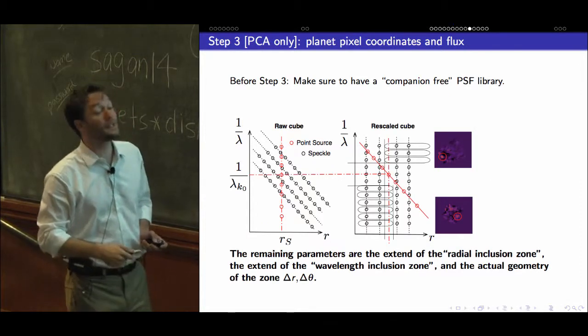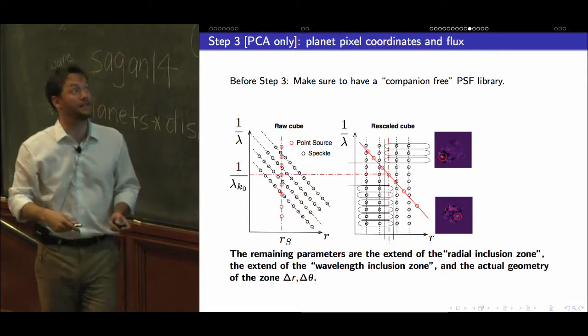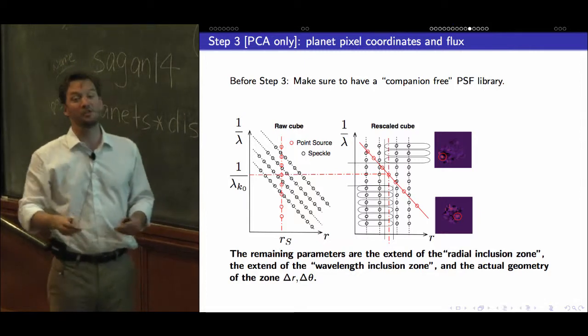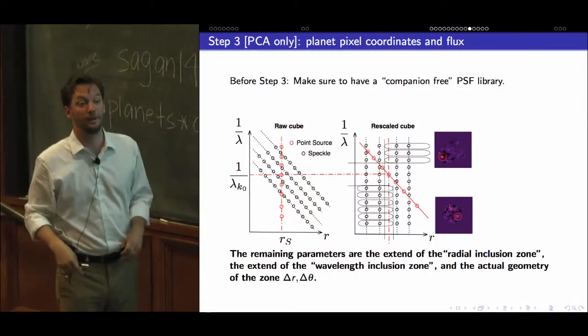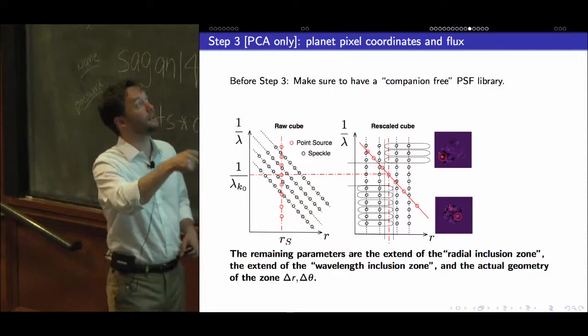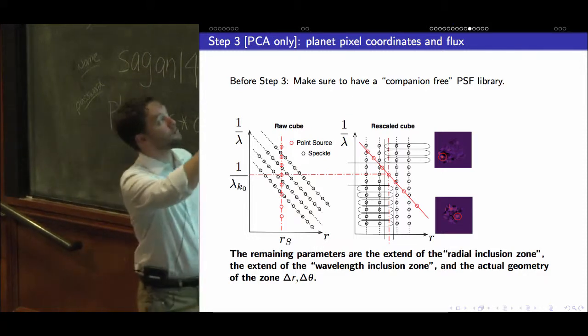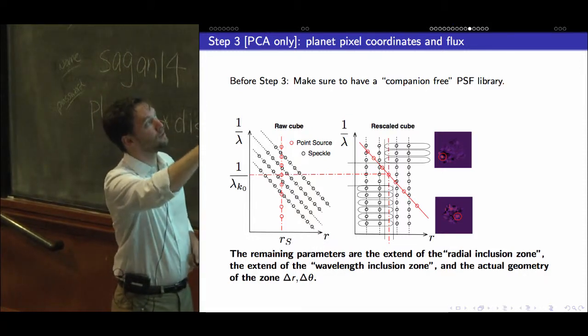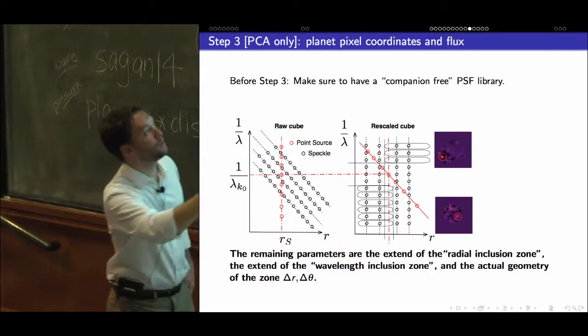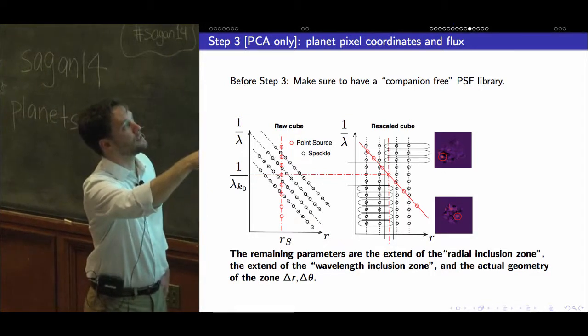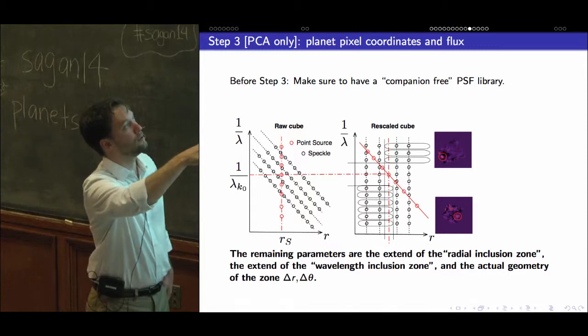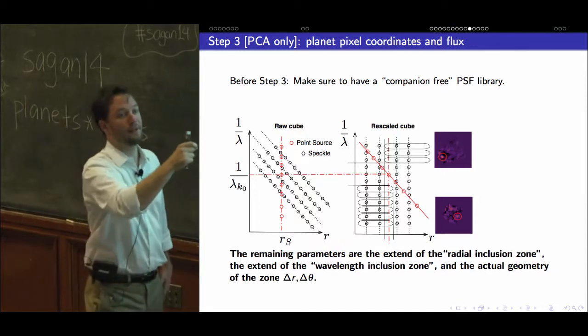So there are different ways to deal with it, but the really simple, low-tech way to deal with it is just to make sure you have no signal in your PSF library. And so this is an example of IFS data where your speckles don't move, your companion moves. And you're creating a zone here. So this is an azimuthal zone. And you're putting the companion right next to the edge of your zone.